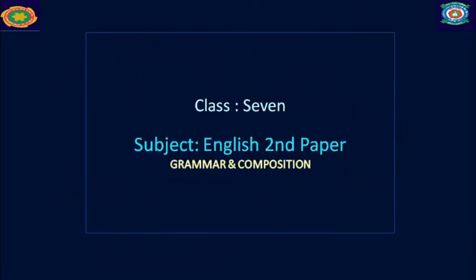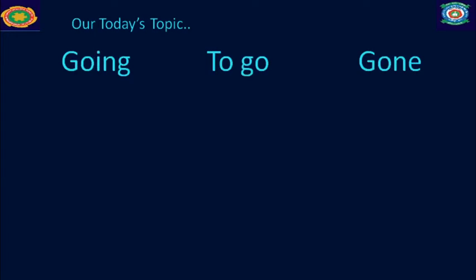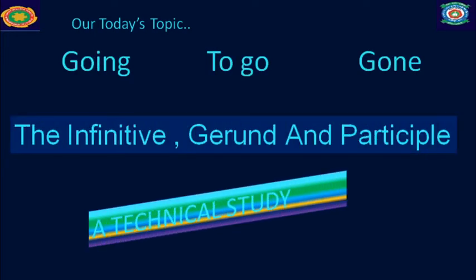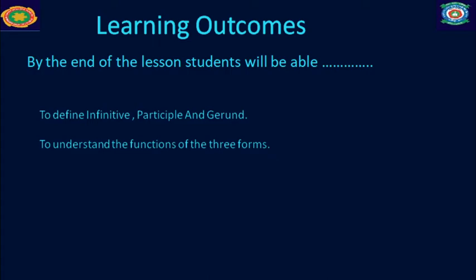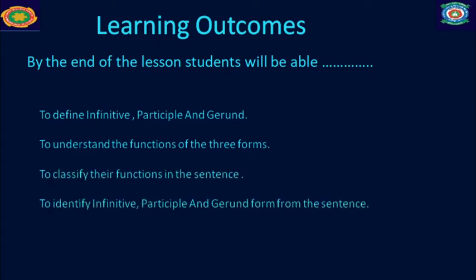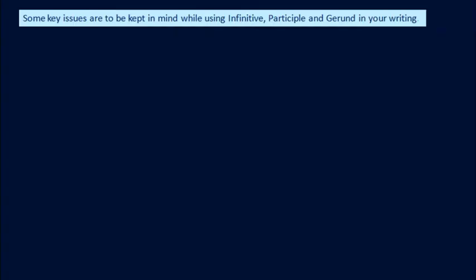So today I want to teach you from your grammar and composition part of class 7. Our topic today: infinitive, gerund and participle. So let's get started. Learning outcome: after ending this session, you will be able to define infinitive, participle, gerund and classify their functions. Also you can identify these three forms easily.